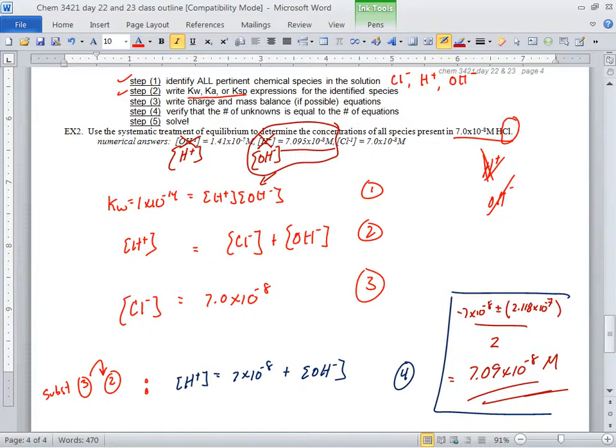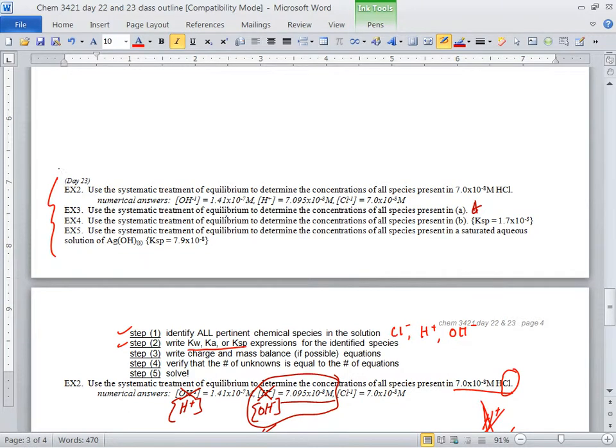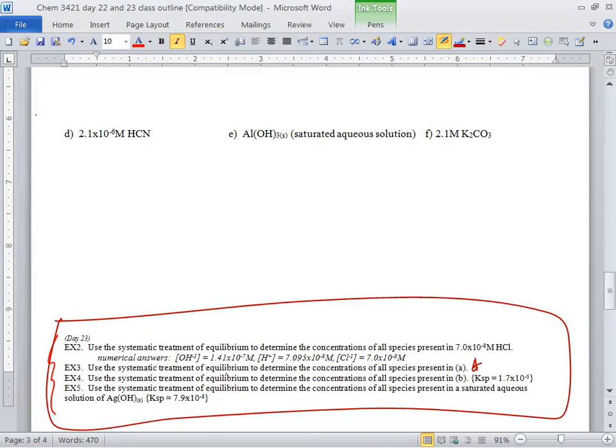Oh, it doesn't matter. All the equations are valid. So you substitute in the one that's the easiest. For me, since the answer is already in my calculator, I just use this one, because then I just push the 1 over x button and multiply it times 1 times 10 to the negative 14. Oh, so you need this. So this should be hydrogen ion, and this should be hydroxide.